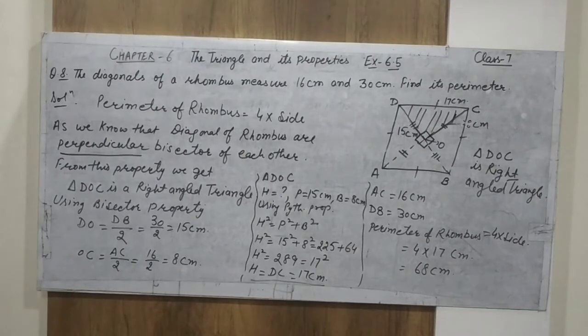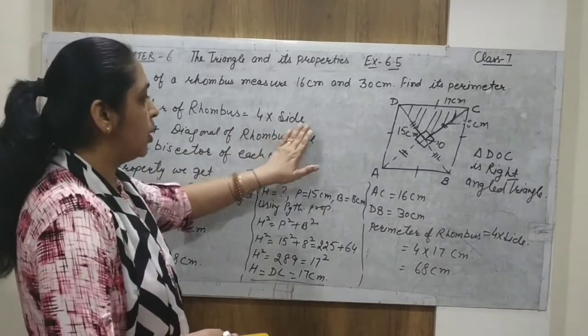So from all these things, we can find out the perimeter of the rhombus. We can solve such kind of questions by using the properties of the rhombus. Let us one more time read the question. The diagonals of the rhombus measure 16 centimeter and 30 centimeter. Find its perimeter. What is the perimeter of the rhombus? The formula for the perimeter is 4 into side.